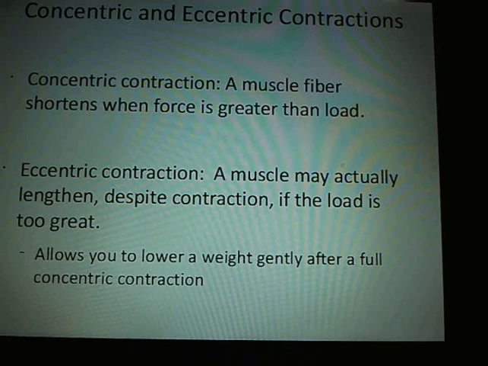Concentric and eccentric. In a concentric contraction, the muscle fiber shortens when the force is greater than the load. That's how you're able to lift. In an eccentric contraction, the muscle may actually lengthen despite contraction.